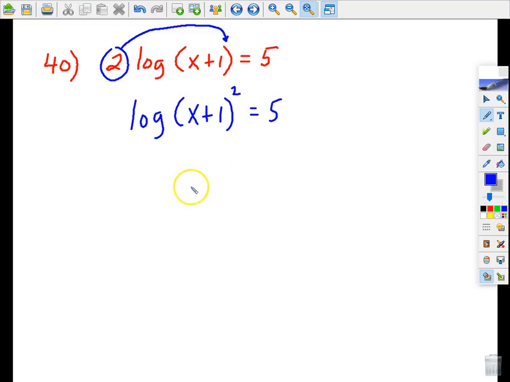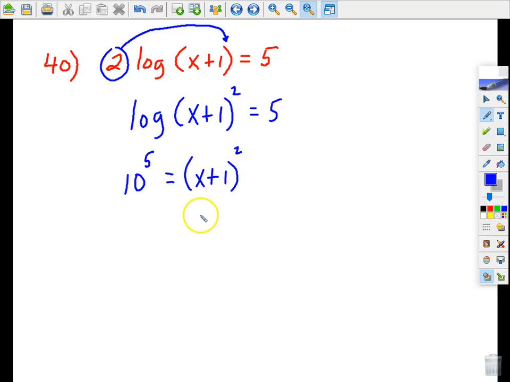Okay, now you're ready to change this log equation into an exponential equation. So once again, take a look at the base. There is no base showing, so it's understood to be 10. Logarithms are exponents, so the exponent for 10 will be 5. And then we're going to let 10 to the 5th equal this x plus 1 quantity squared.